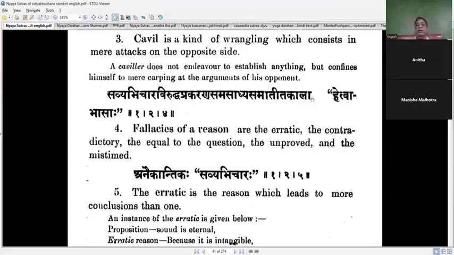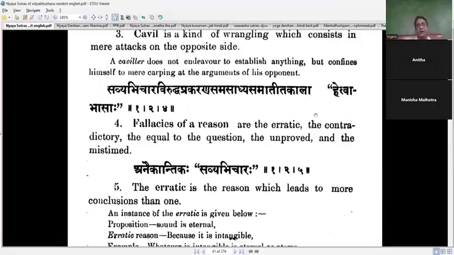So whenever you are, as a spiritual debater, going into any kind of argument, Jalpa is the last limit to which you are allowed to go. You are not allowed to go into Vitanda. So some people get into abuse. That is totally bad. So coming now to Hetvabhas.